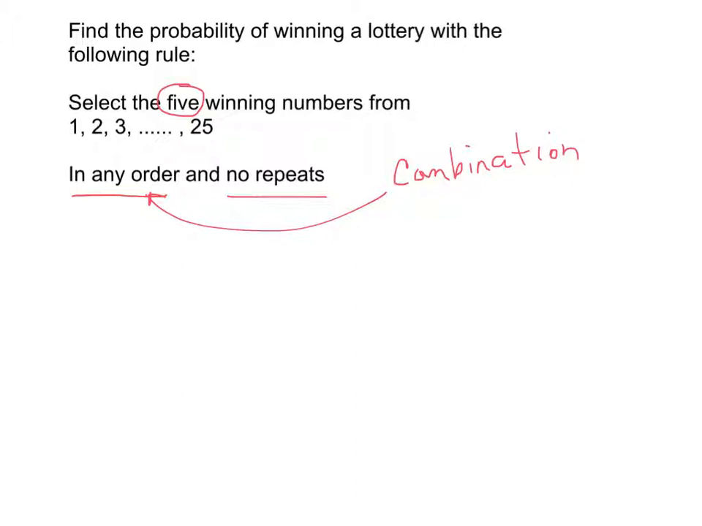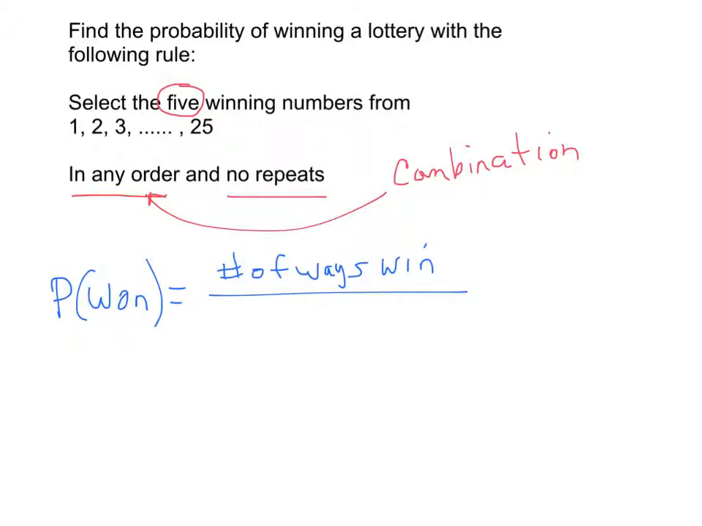Well, how are we going to use the formula? The key to finding the probability that we won the lottery is that we take the number of ways we can win divided by the total number of outcomes. And in this case, your outcomes is how many different ways can you draw 5 numbers. You could have 1, 2, 3, 4, 5. You could have 1, 3, 7, 14, 25. You have a lot of different ways that you can pick 5 numbers.